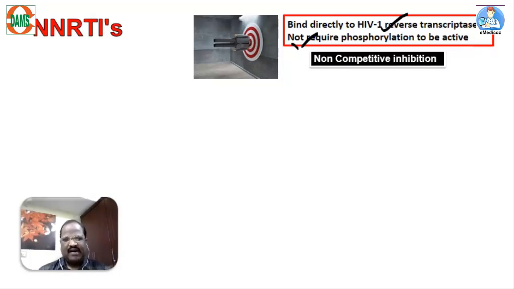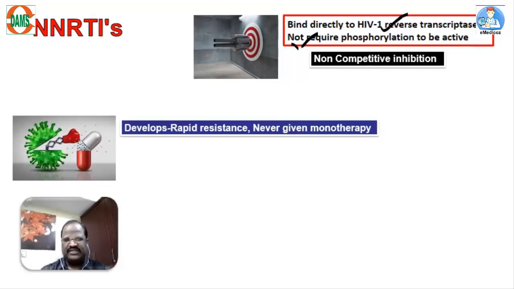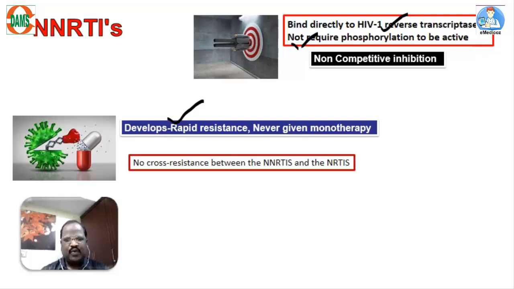And one more thing, all these drugs non-competitively inhibit the reverse transcriptase enzyme. But the problem with these drugs is that they rapidly develop resistance. So these drugs should never be given as monotherapy. They are always given as combination therapy, never as monotherapy. But one interesting point, there is no cross resistance between NNRTIs and NRTIs. There is no cross resistance between these two classes of drugs.